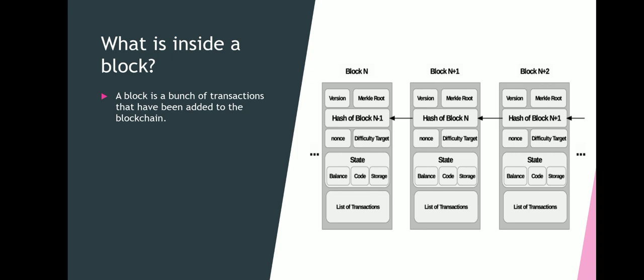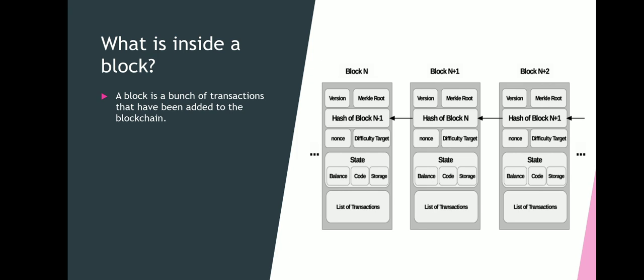Here the first block is n, so the previous hash will be 0. We are not connected to any previous blocks here, so the hash of block n minus 1 field will be filled with zeros. That is the previous hash.